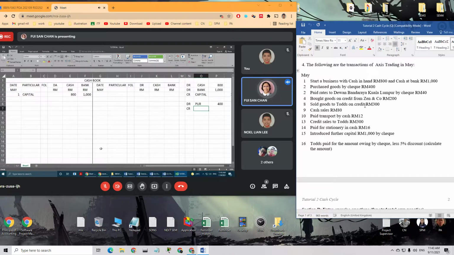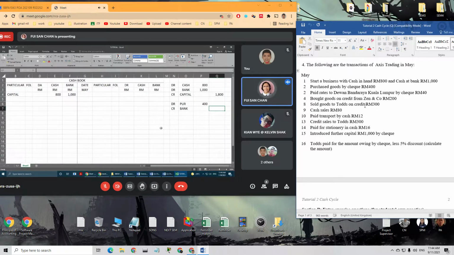Okay, so what do you credit? Inventory. What do you credit? Why credit inventory? Debit purchases credit? Then the question say what? By check. Oh, by check means credit bank. Yes, credit bank. Okay, so credit bank 400.